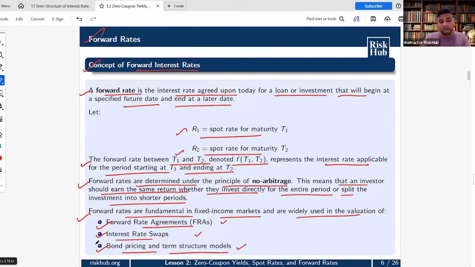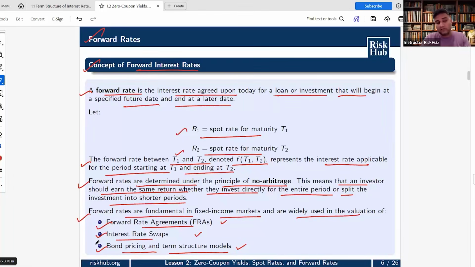So the point here is that the slide basically defines the forward rate and states the principle that fixes its level. New symbols: T1 is the start date of the future period, T2 the end date of the future period. T2 should be greater than T1. R1 is the spot rate for maturity T1, R2 the spot rate for maturity T2, F(T1,T2) the forward rate covering the period from T1 to T2. No arbitrage means the condition that two strategies with the same risk and the same cash dates must return the same amount, or riskless profit will exist.